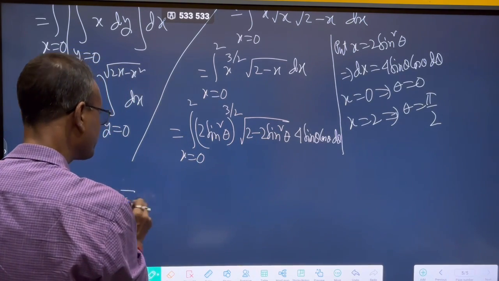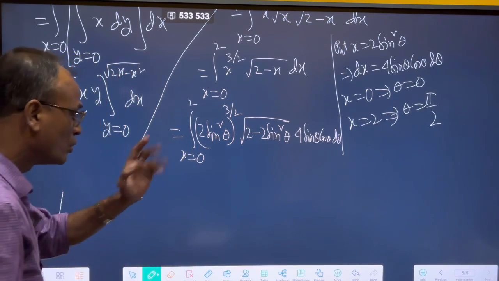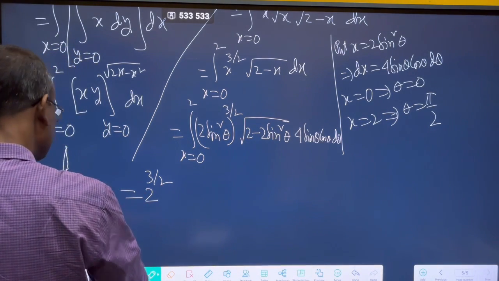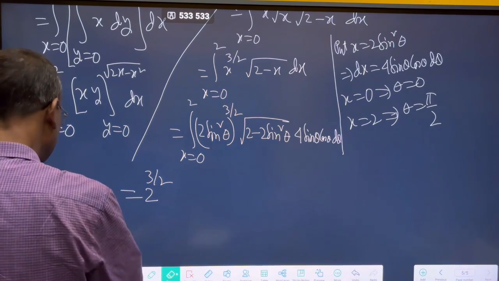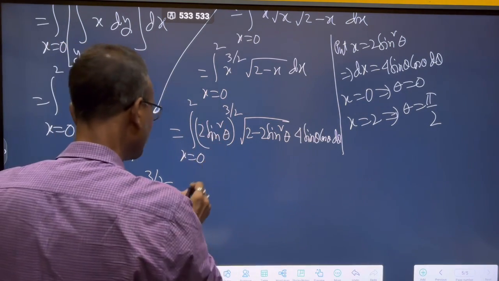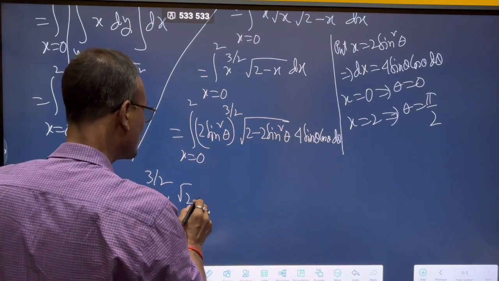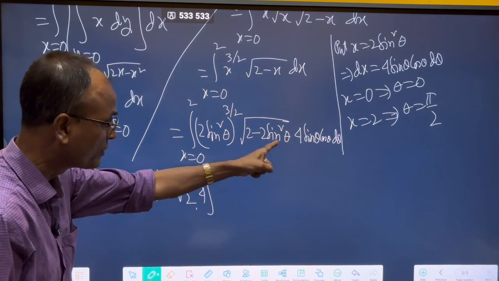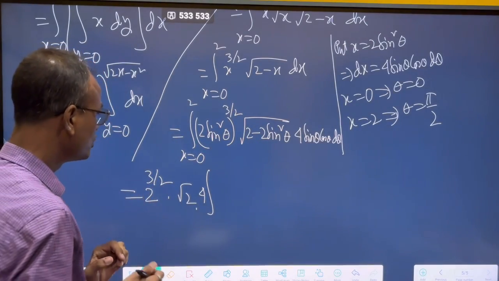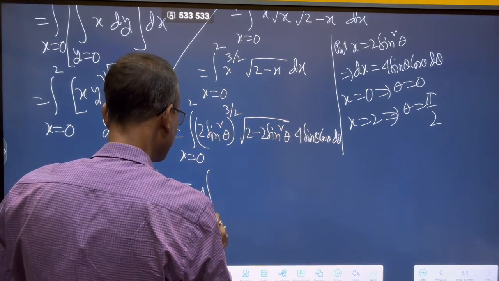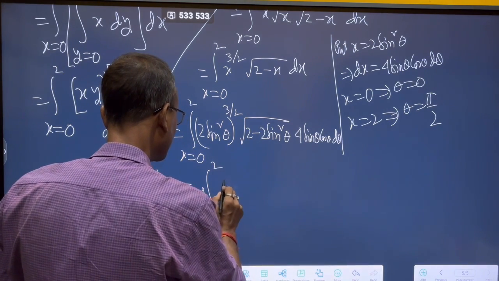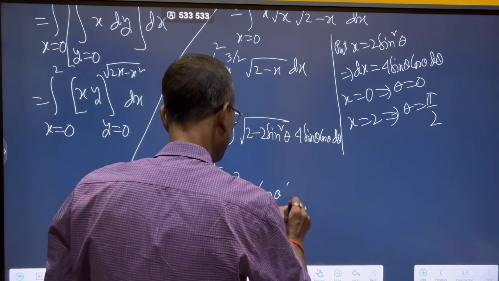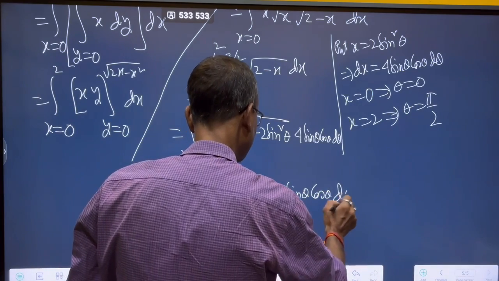This is equal to 2 to the power 3 by 2 into root 2 into 4. From here root 2 is common. So we have 4 times 2 to the power 3 by 2 root 2, and the integral will be sine cube theta into cos theta into sine theta cos theta d theta.